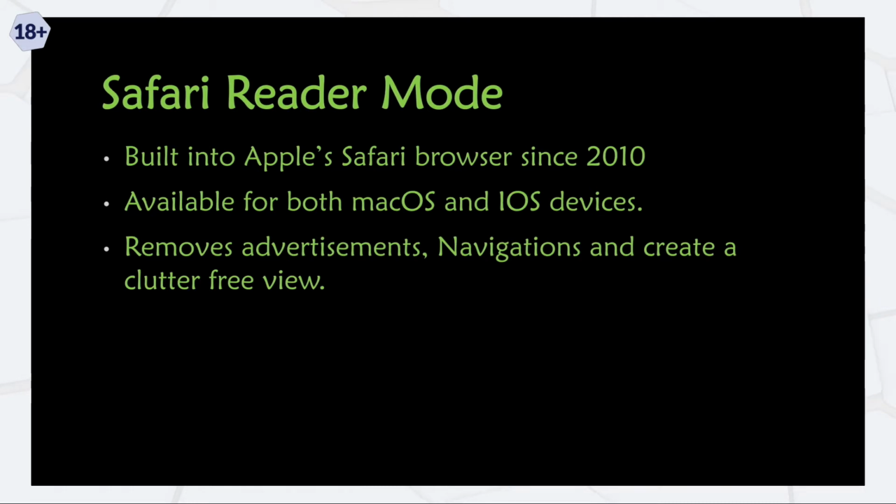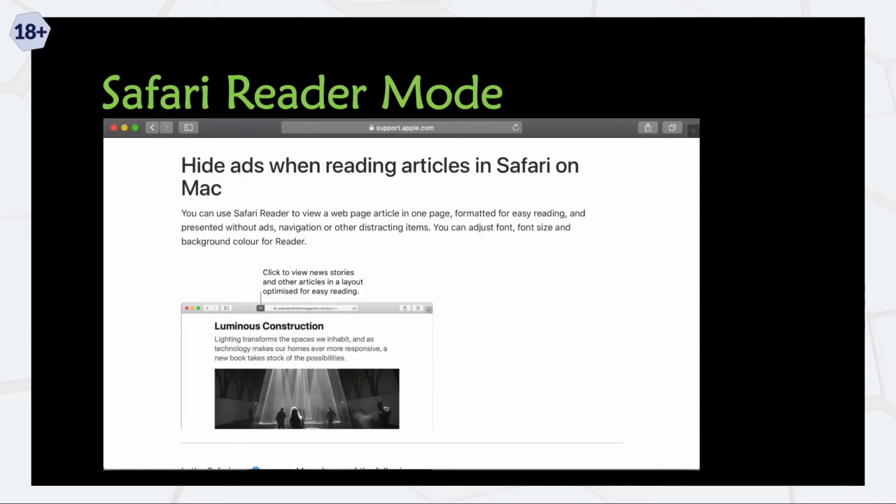Safari also comes with built-in reader mode support since 2010, which is available for macOS and iOS devices, and which effectively removes different advertisements and navigation, and creates a nice clutter-free view. The same thing is claimed on the official website, which says you can hide ads when reading articles in Safari Reader mode. All you have to do is click on the tiny lined-up icon, which is available at the leftmost corner of the address bar.